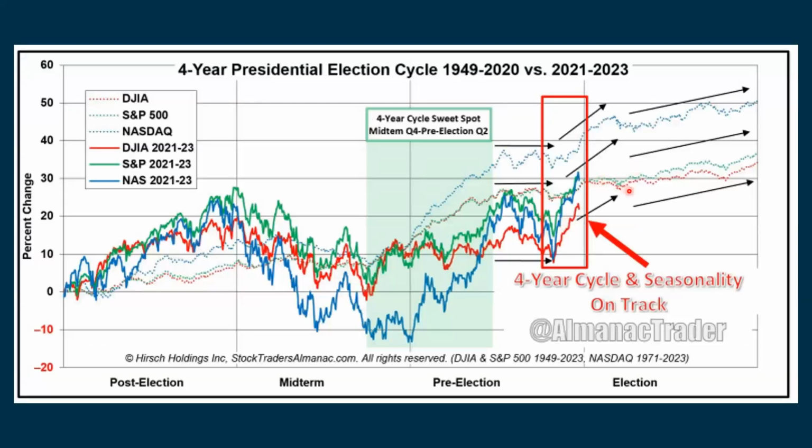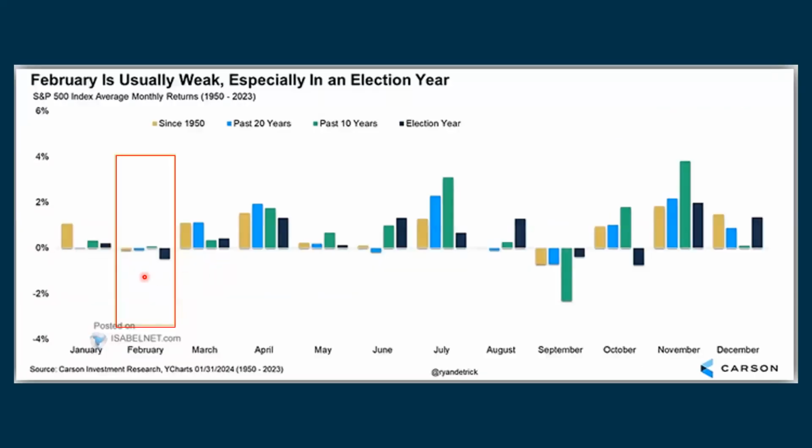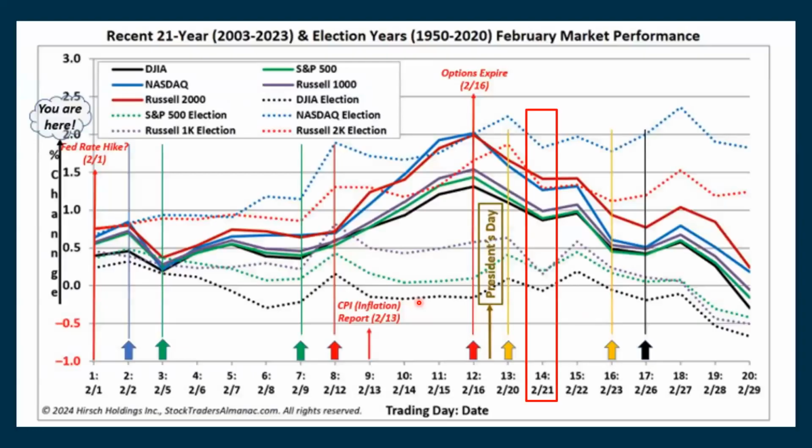We also are entering that time when we see some weak seasonality according to the Stock Trader's Almanac. Also some seasonal weakness here when we get to the middle part of February into the mid to latter part of March, when the current president is running for re-election. February tends to be the worst of the best 6 months, even during an election year. Wednesday tends to be the most negative day of the week.